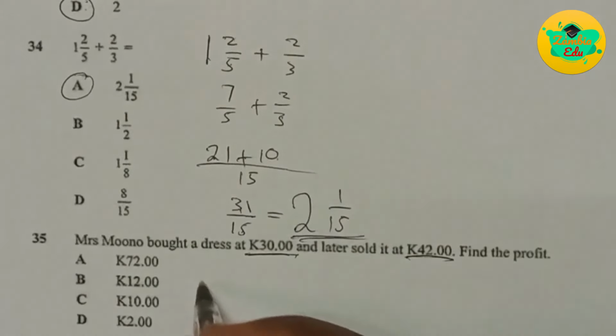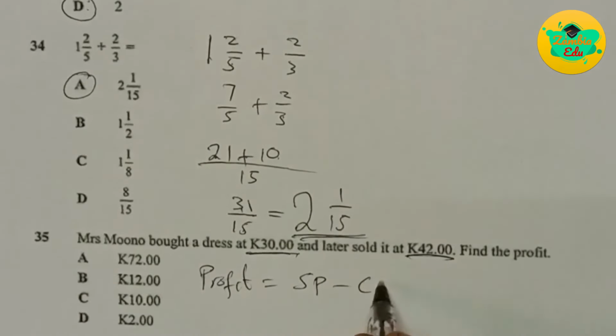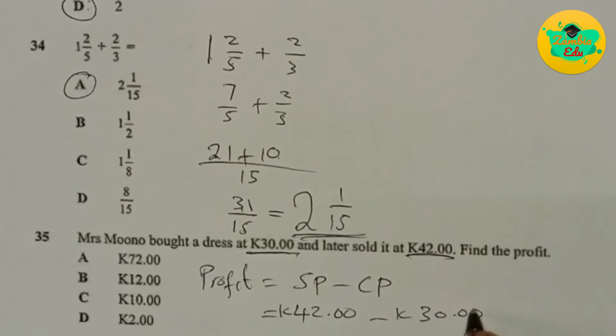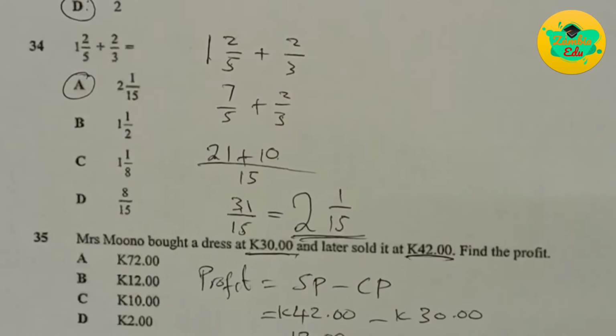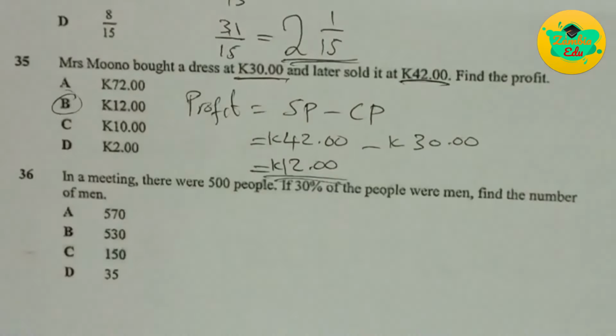We know that to find the profit, it should be selling price minus cost price. In this case, the selling price is 42 kwacha minus the cost price of the dress, which was 30 kwacha. So 42 kwacha minus 30 kwacha is 12 kwacha. So 12 kwacha is the profit which Mrs. Mono made, and 12 kwacha is on option B. Therefore, our answer for 35 is B. We go to question 36.